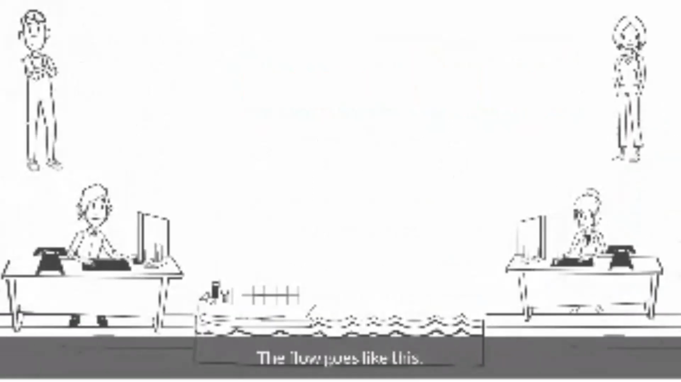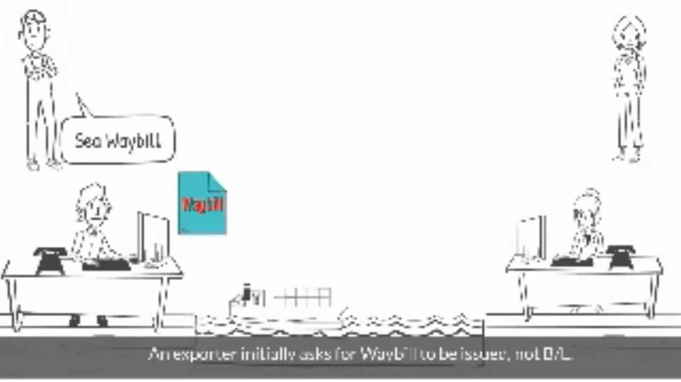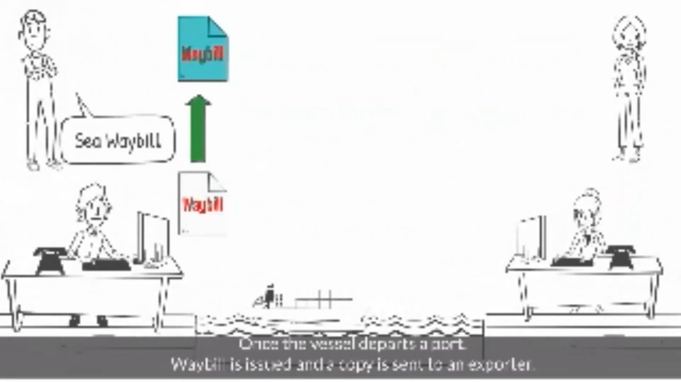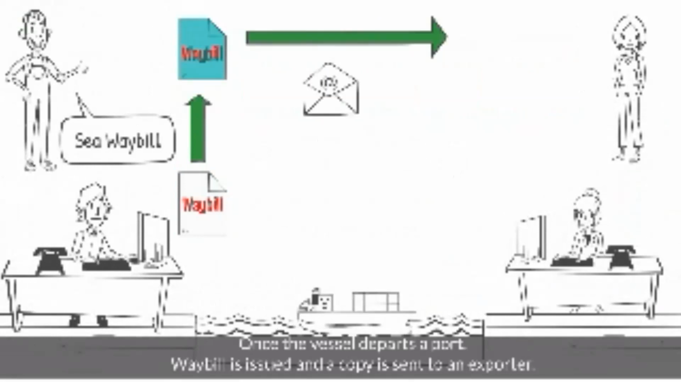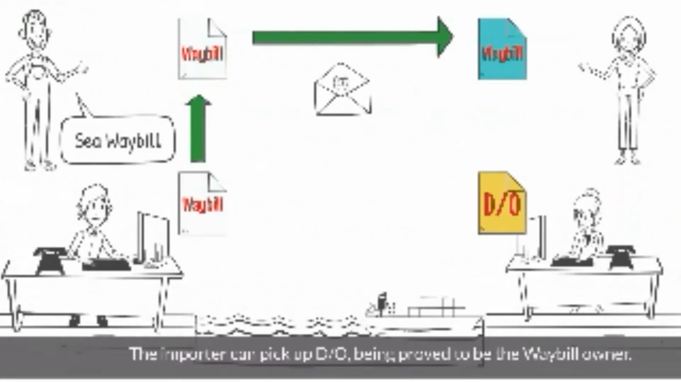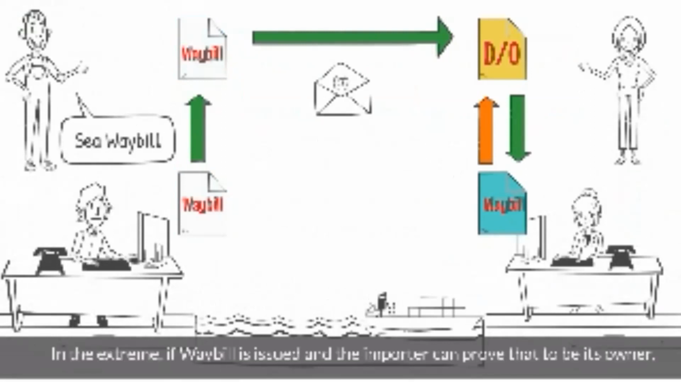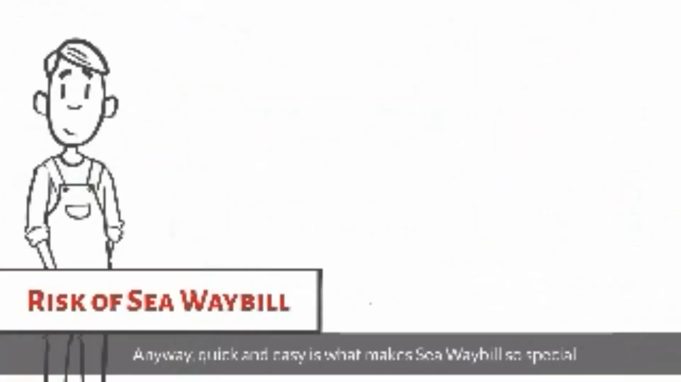The flow goes like this. An exporter initially asks for waybill to be issued, not BL. Once the vessel departs a port, waybill is issued, and a copy is sent to the exporter. The exporter emails the copy to an importer. The importer can pick up the DO, by proving to be the waybill owner. In the extreme, if waybill is issued, and the importer can prove to be its owner, the cargo can be picked up. Anyway, quick and easy is what makes Seaway Bill so special.